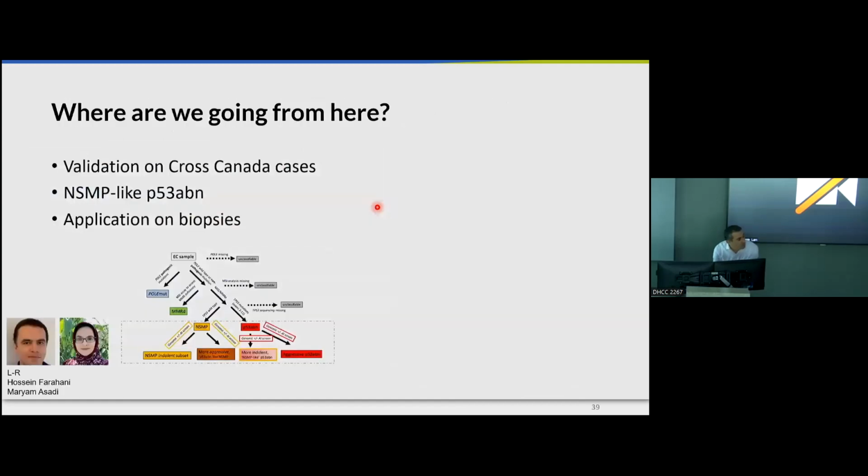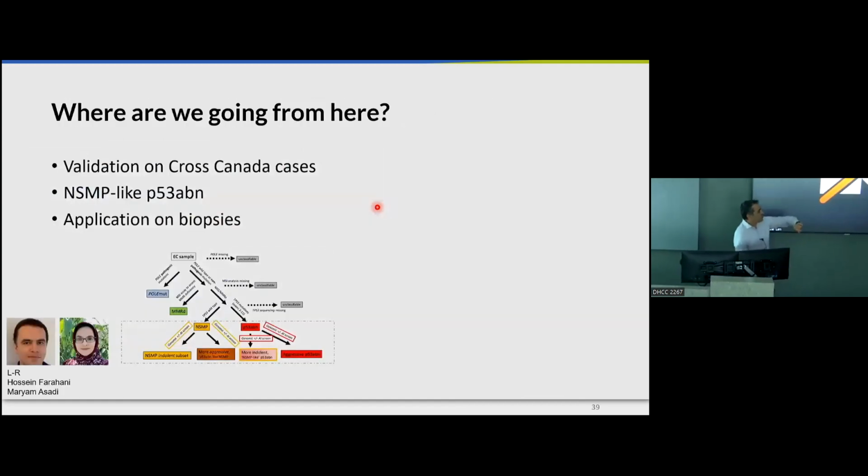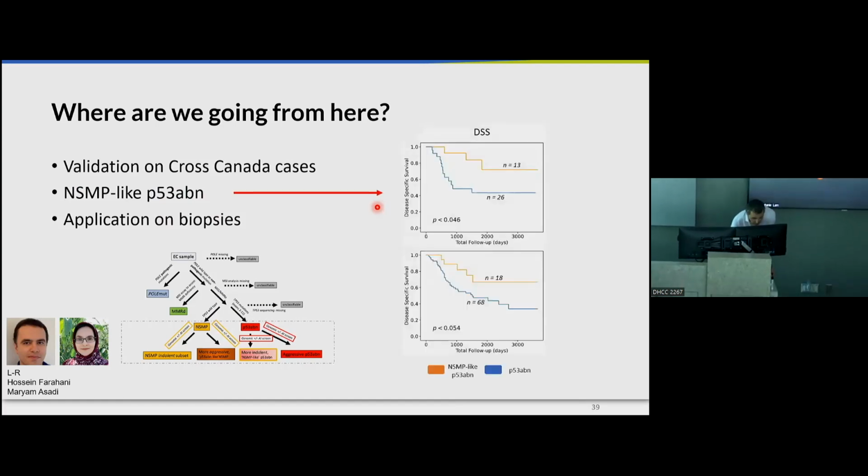But anyway, where are we going with this? I'll try to wrap up. I know it was a long talk. We're trying to validate this in a larger cohort from across Canada as part of the TFRI initiative. And also what I didn't talk about is that we found some NSMP-like P50 abnormal cases that actually do better, like these ones.